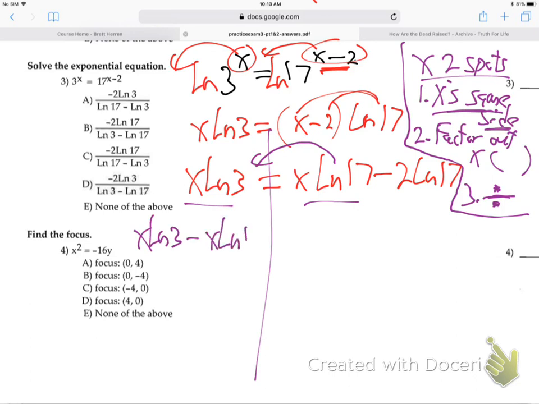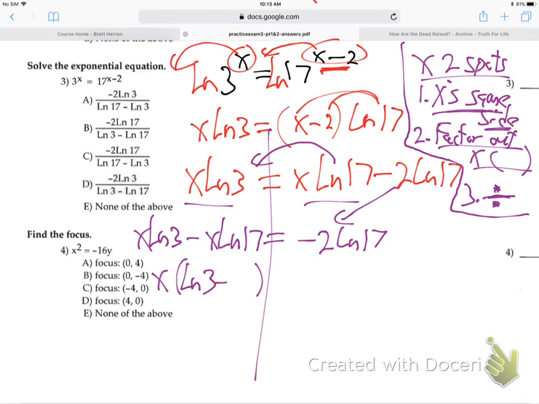X ln 3 minus x ln 17 equals, and then this guy just comes down, minus 2 ln 17. Good so far? So step 1, get the x's on the same side. All right, check. Step 2, factor out the x, meaning x and parentheses. ln 3 minus ln 17. See that? And now you can just divide, huh? Right? X wants to be alone, so divide by what's next to x.